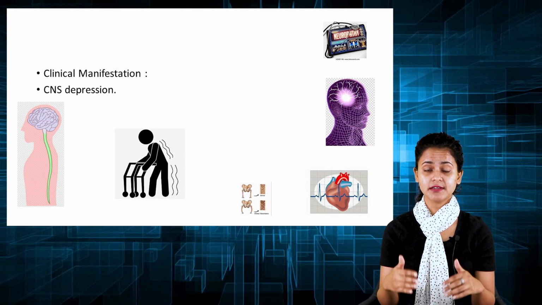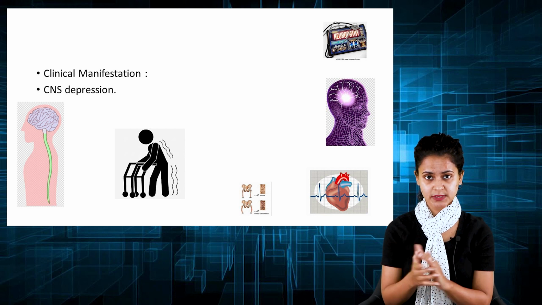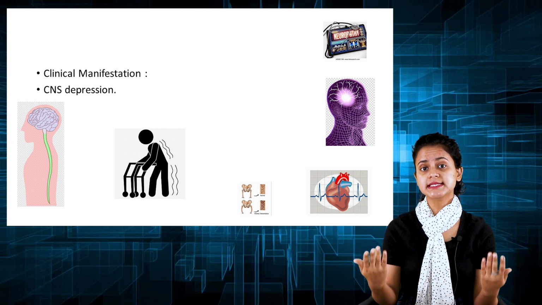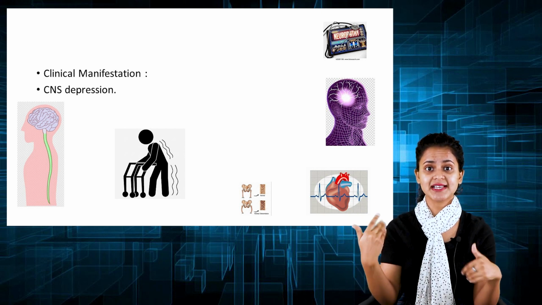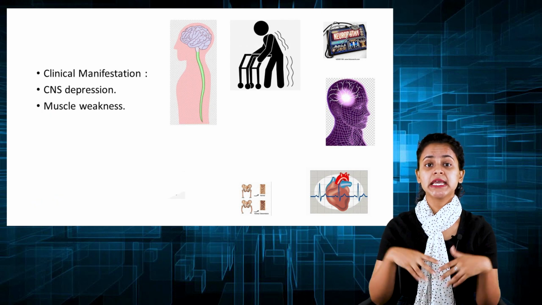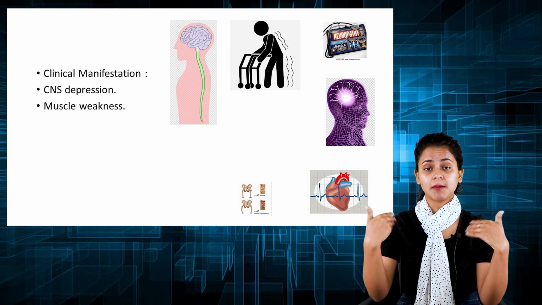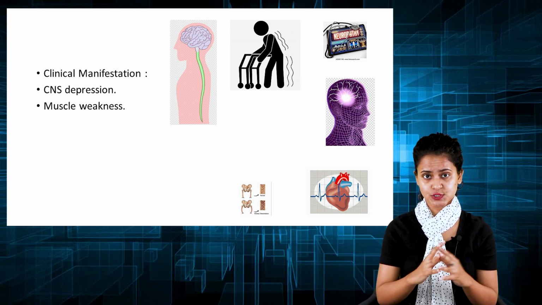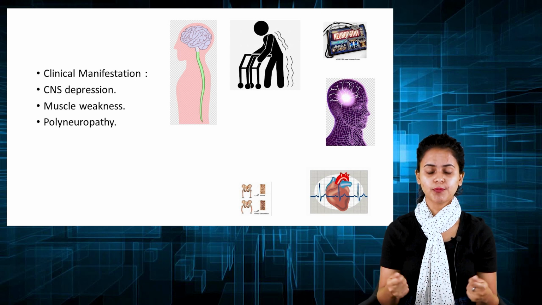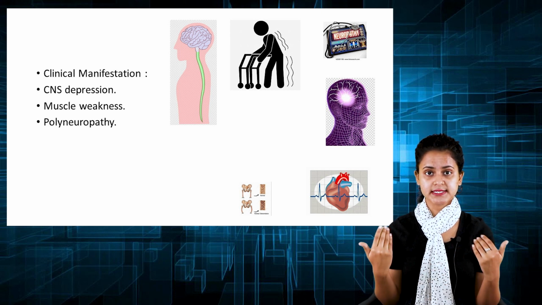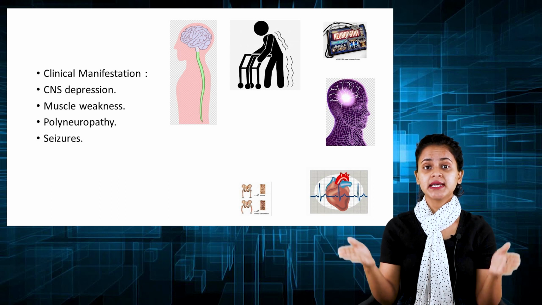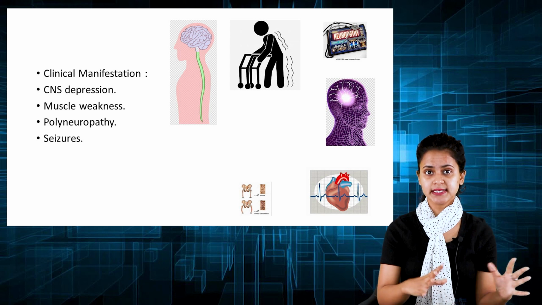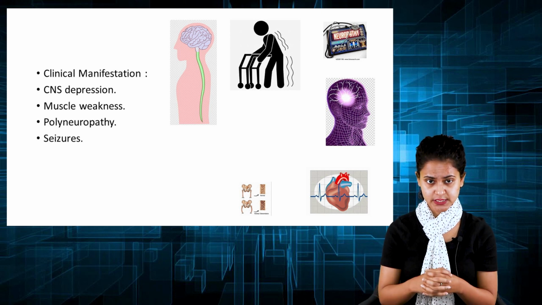The clinical manifestations related to hypophosphatemia often include central nervous system depression. We will see an alteration in the central nervous system and its activity. Our client will even complain of severe muscle weakness in case of hypophosphatemia. Polyneuropathies are also very common manifestations associated with this condition. Seizure episodes are frequently seen for a client with hypophosphatemia.